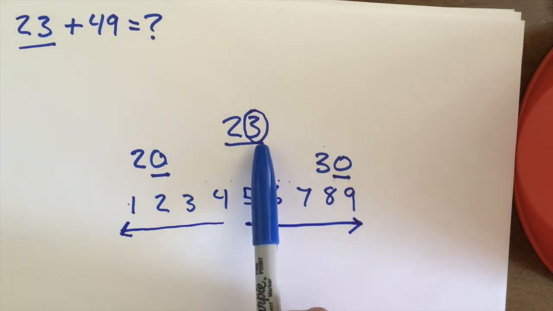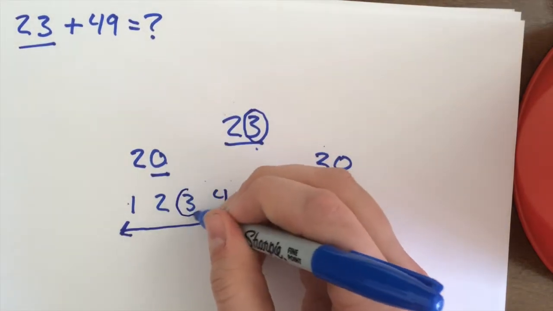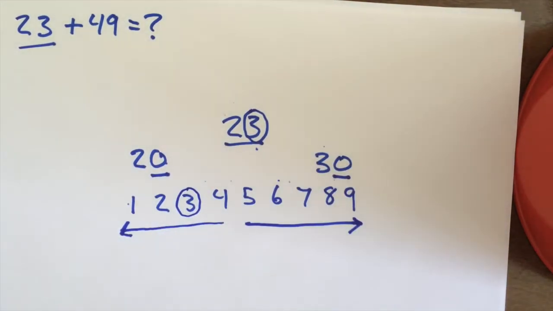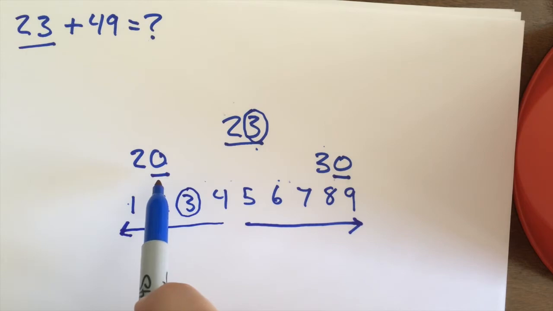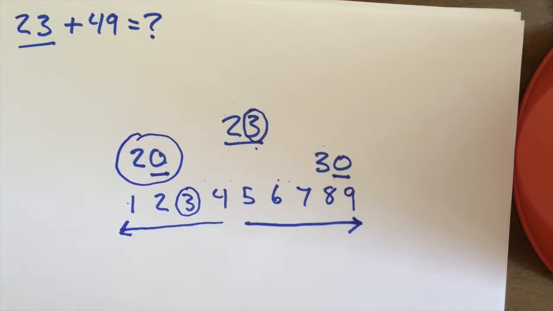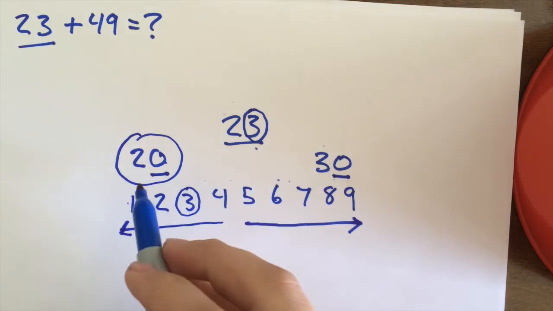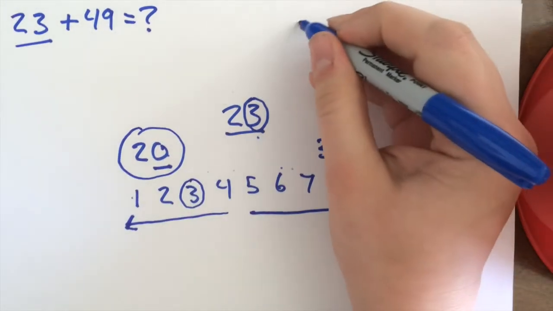The digit in the ones place for 23 is the number 3. You can see that number 3 is located between 1 and 4, where this arrow is pointing down. This means that you are going to round the number 23 down to the nearest 10, which is 20. This means that 23 rounded down to the nearest 10 is 20. So let's replace 23 with 20.